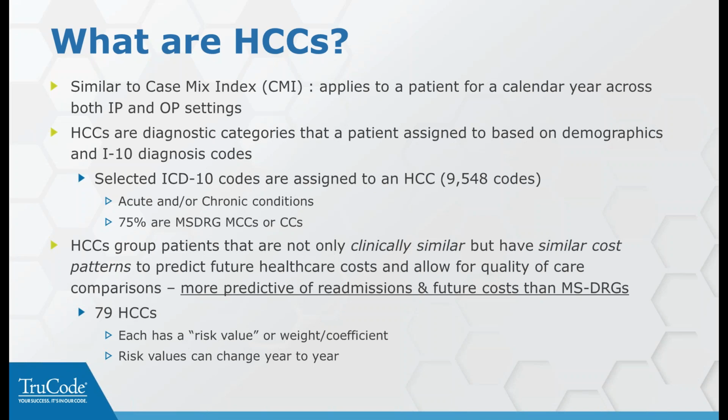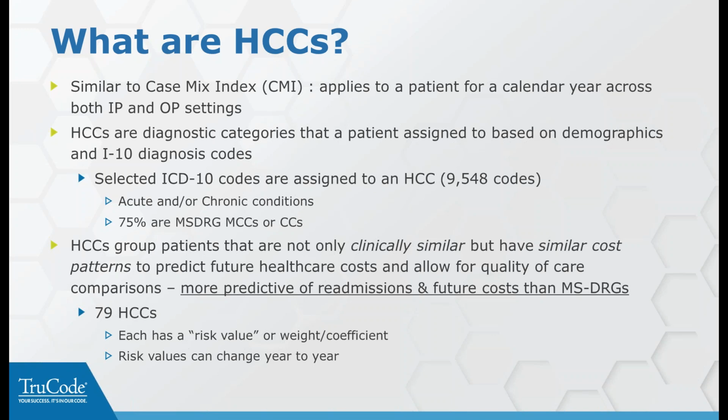As you know, there's a relative weight assigned to each DRG, and you add all of those up and divide them by the Medicare patients that you treated to get your case mix index for inpatient care. So similarly, you add up all the HCCs and their risk factor for all the patients that you treat and divide by the patients, and you get this risk factor or risk coefficient that's assigned to different patients. They are diagnostic categories just as DRGs are, and they are assigned to the patient based on demographics and the I-10 diagnosis codes.